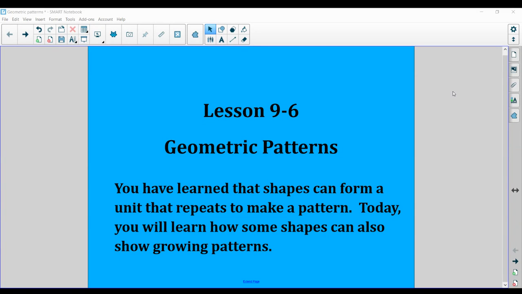Chapter 9, Lesson 6. Today it's geometric patterns. This is going to be a little tough for me to teach this way, but I'm going to give it a shot. Hopefully you get it and you understand it.